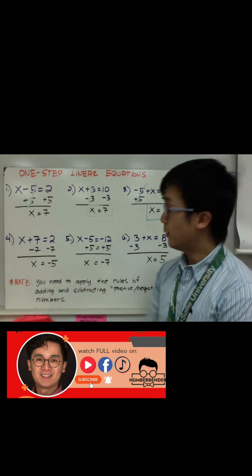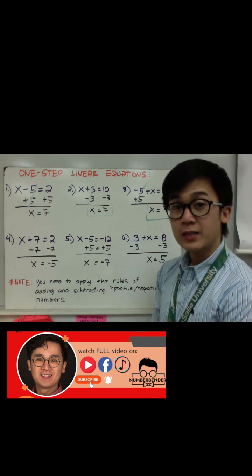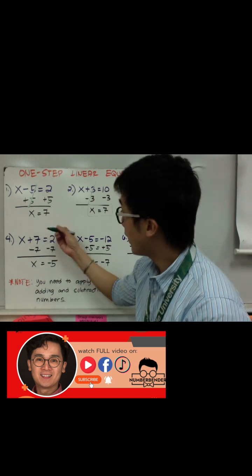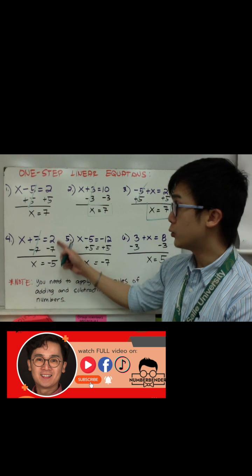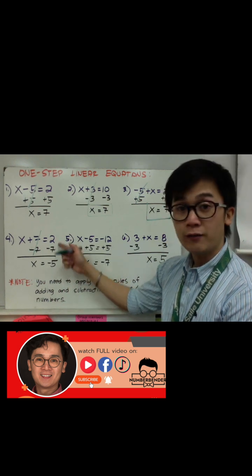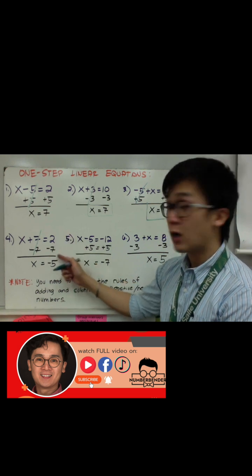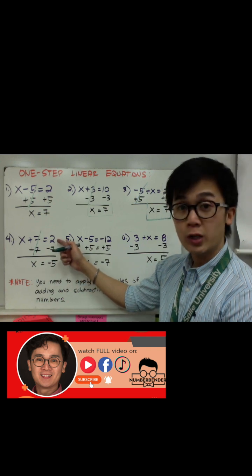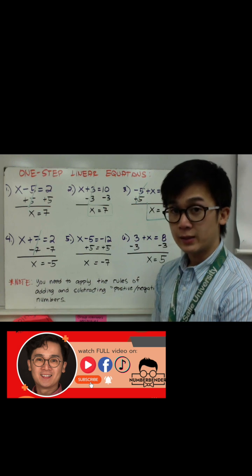For number 4, I have x plus 7 is equal to 2. The first step is to get rid of 7 by x, so I subtract 7 on both sides. Now I have x equal to 2 minus 7. You cannot take away a bigger number from a smaller number, so when you subtract, let's say 7 minus 2, we know it's equal to 5, but since you are subtracting a bigger number from a smaller number, your answer will be negative. Therefore x is equal to negative 5.